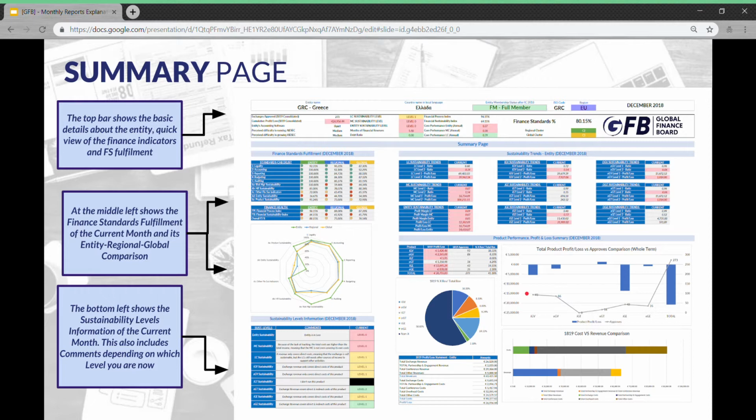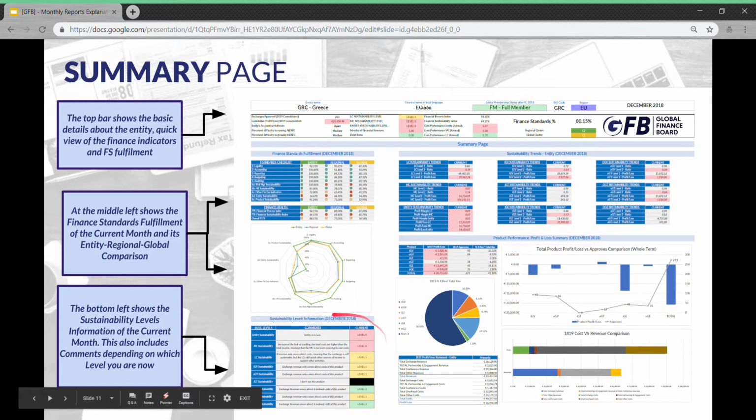So the top part is more on the quick bits of certain parts of your entity, such as core performance, different parts of the indicators, the clusters, accounting software, etc. The middle left, which is this part right here, shows the finance standards fulfillment of the current month and its entity regional global comparison.